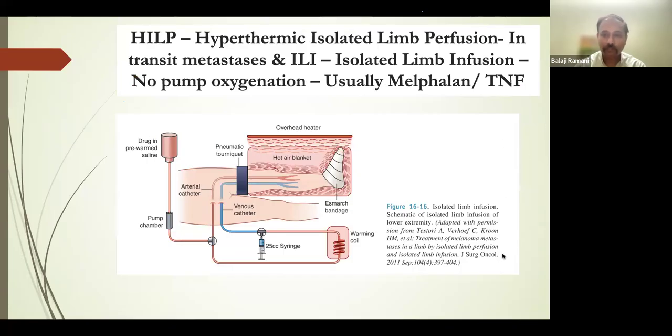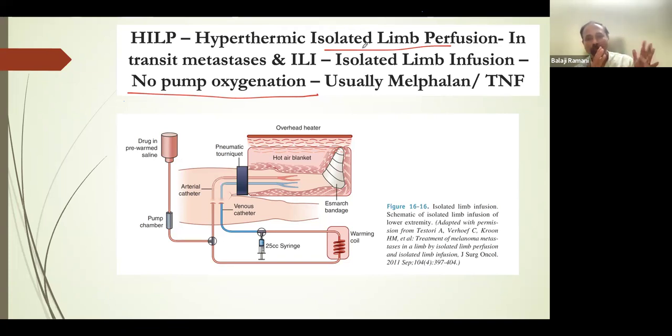And of course, there is your isolated limb infusion and your isolated limb perfusion, hyperthermic isolated limb perfusion. So what is the main difference between limb perfusion and limb infusion? In perfusion, you basically apply a tourniquet completely, isolating the blood supply. Don't allow any normal blood flow with a pneumatic tourniquet. So you completely stop the blood supply. That is what you use in your isolated limb perfusion. In your infusion, the pump oxygenation is allowed, which is not allowed in your isolated limb perfusion. So those are the differences between ILP and this one.